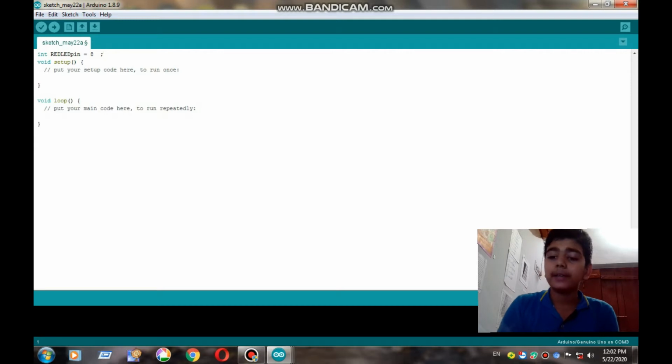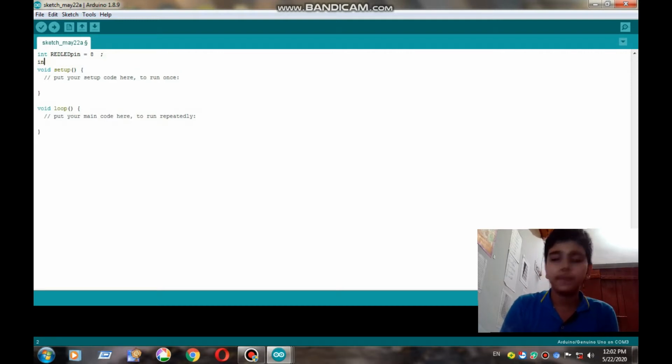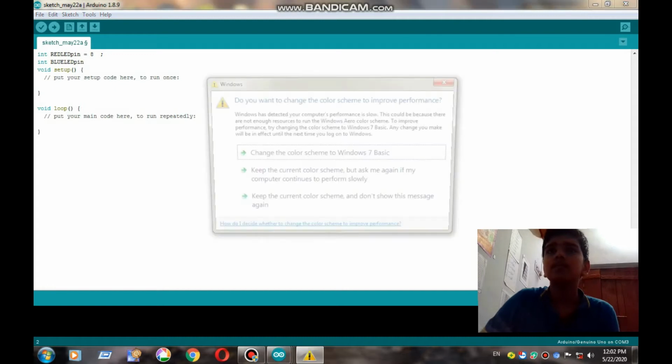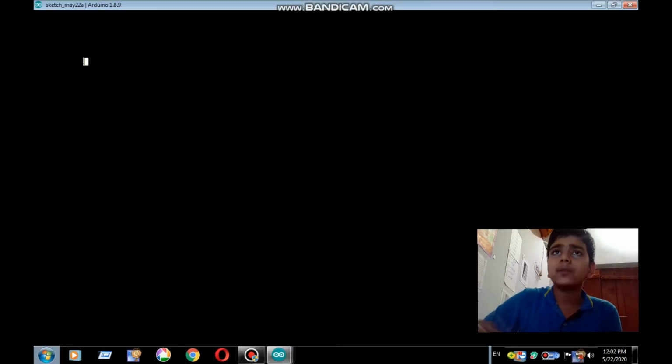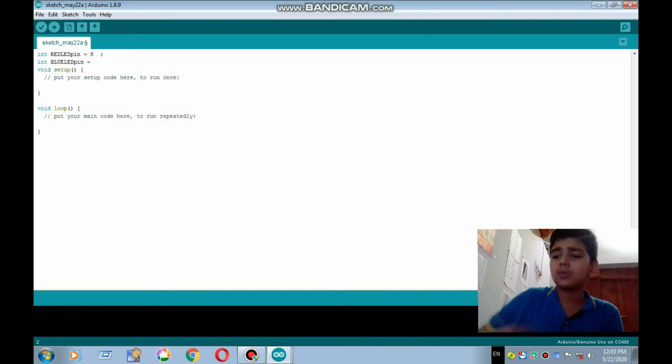And then we again write int blue LED pin equal to pin number 6 of Arduino. It means that the positive pin of the blue LED is connected to pin number 6 of Arduino. And remember that we are connecting the negative pin of our LEDs to the ground pin of Arduino.